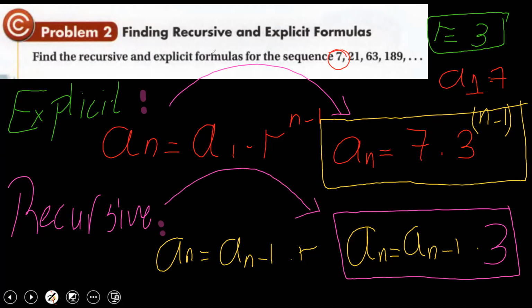The explicit is a sub n equals a1, where a1 is the first term, which is 7, times r, which is 3, raised to the power n minus 1. And a sub n, how can I find the recursive? If I want to find a sub n, I have to go back to the previous term, then multiply it by 3.